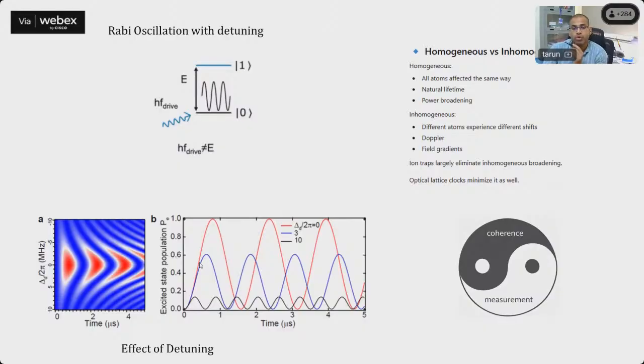So how do you know that you are on resonance? Meaning, you are applying the laser at a certain frequency and scanning the frequency, and you are seeing when the frequency of the driving laser matches the energy difference between these two levels. That is how you define whether your driving laser is on resonance or not. That is very important. Now, there are many things.